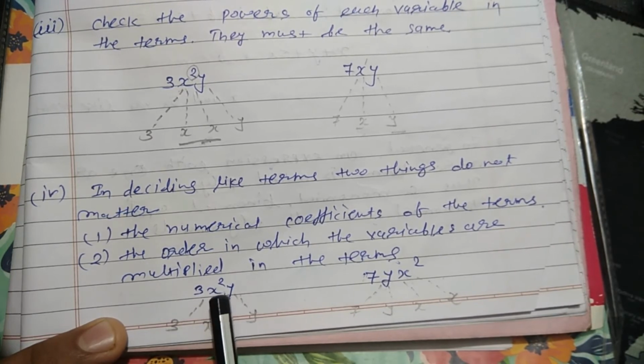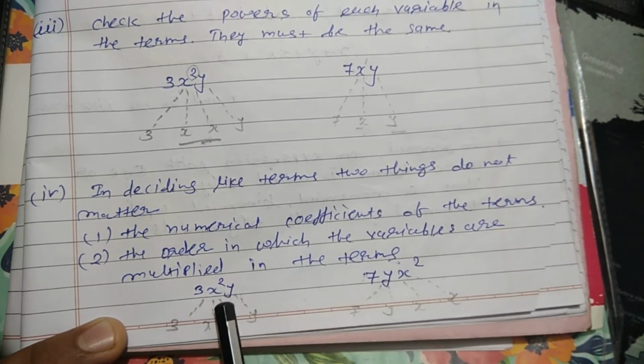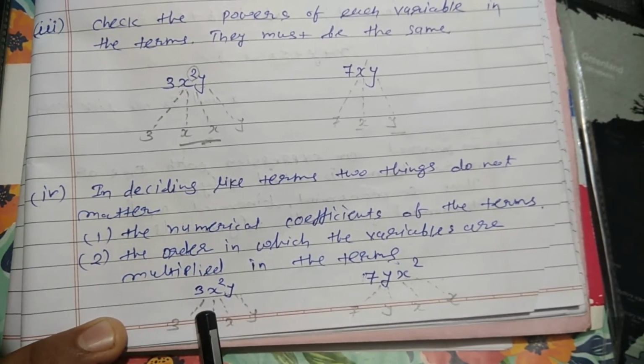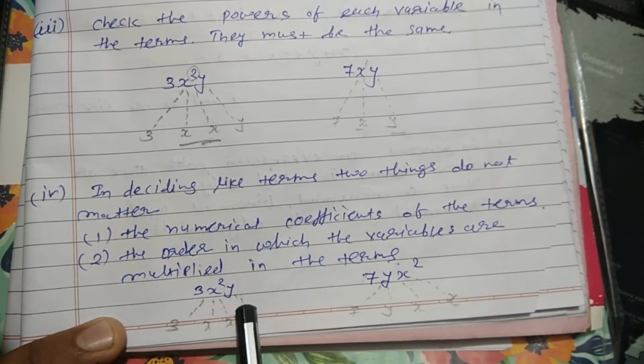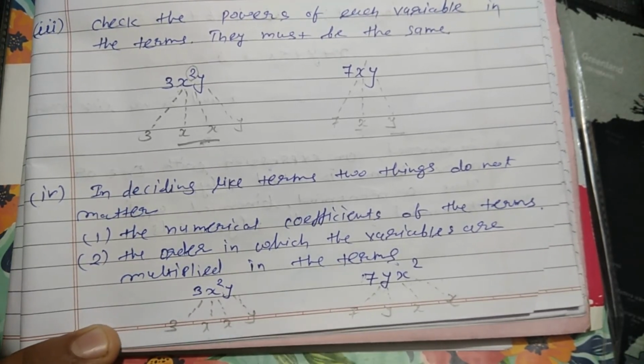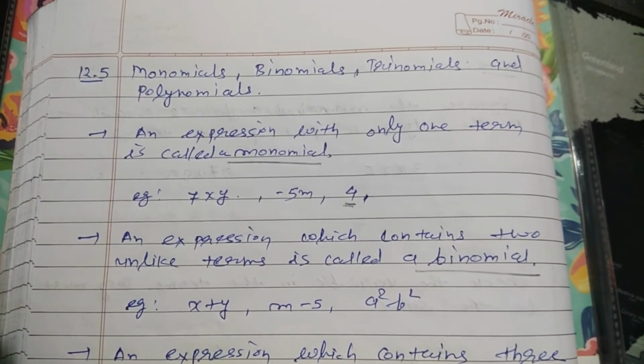Now you have to see the powers. Here x has power 2, here also x has power 2; y has power 1, here also y has power 1. The order is changed, but we do not have to consider the order. We have to see only the variables and their powers. If they are the same, then they are like terms. So the terms 3x square y and 7yx square are like terms.